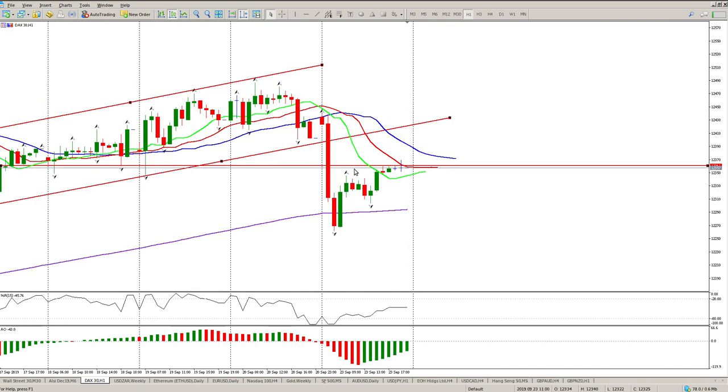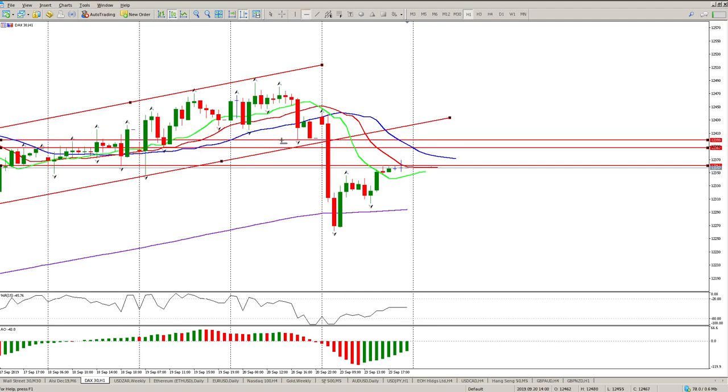We are testing a level. There are a few other levels to the upside which are minor. There's one there, but the one that I'm actually interested in is pretty much a retest of this area here, which is 12,400. Okay, now just going to add some more lines to this chart just to make it really messy for you.